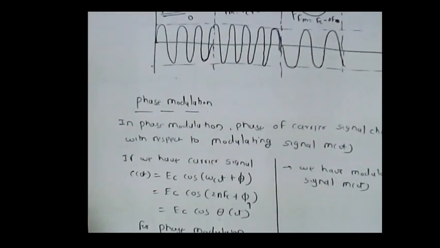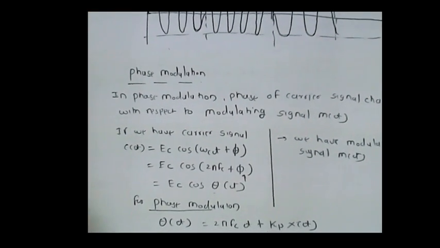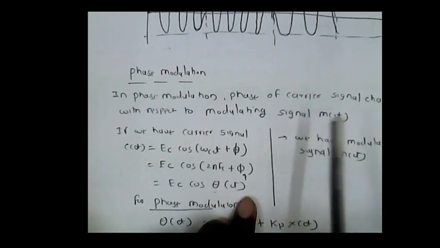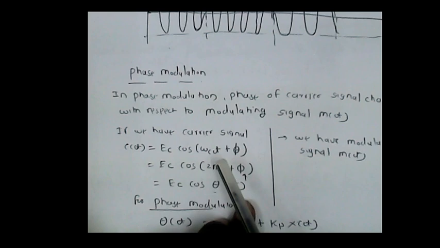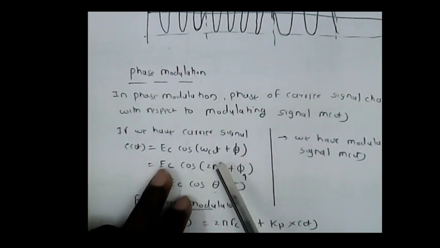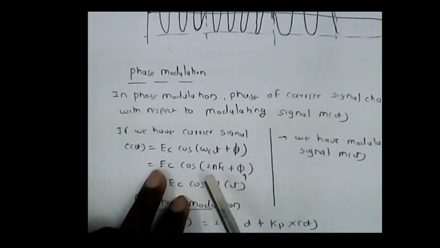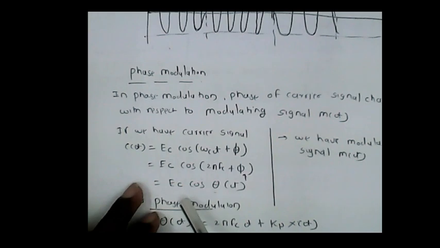Now we go to the phase modulation. So what is meant by phase modulation? In phase modulation, the phase of the carrier signal changes with respect to the modulating signal f of t. If we have a carrier signal, c of t, in the time domain equal to ec cos omega ct plus phi, so ec cos 2 pi fct plus phi, where phi is a phase. So we can write this as ec cos theta of t.